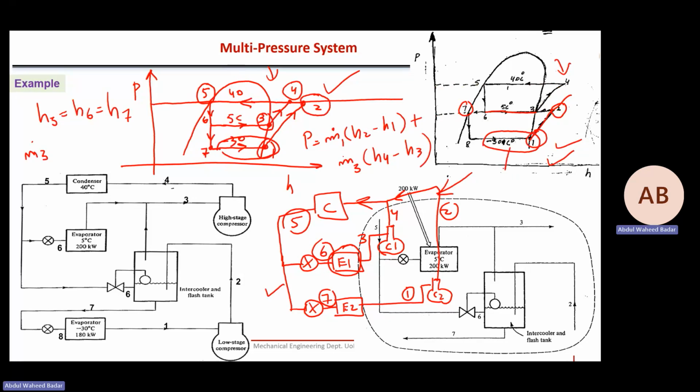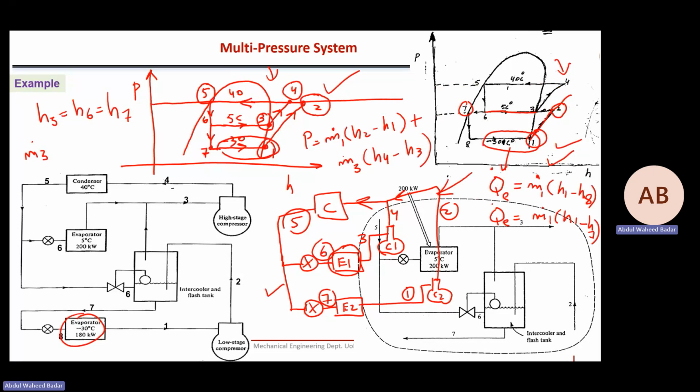This is not the reason. Okay, how do we find m dot 1 here? From Q dot E, which was given as 180, equal to m dot 1 into H1 minus H8, the previous part. But now it will be Q dot E equals m dot 1 into H1 minus H7, and H7 is different. So m dot 1 here will be different.